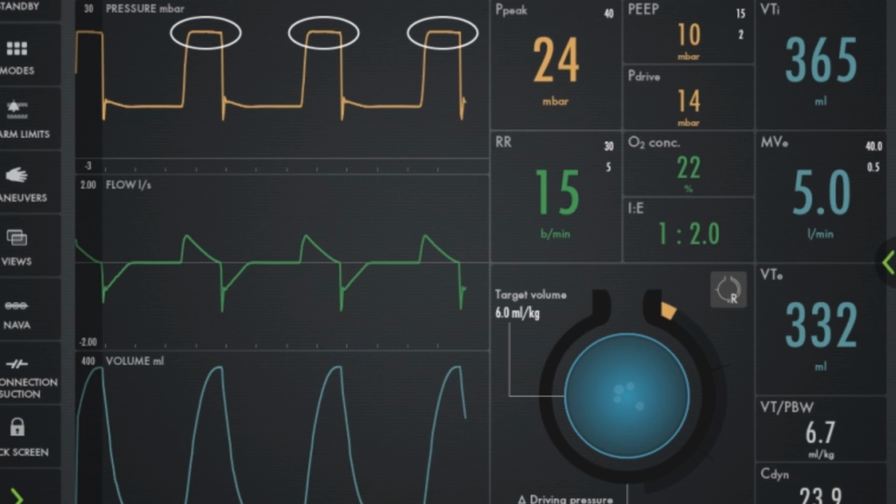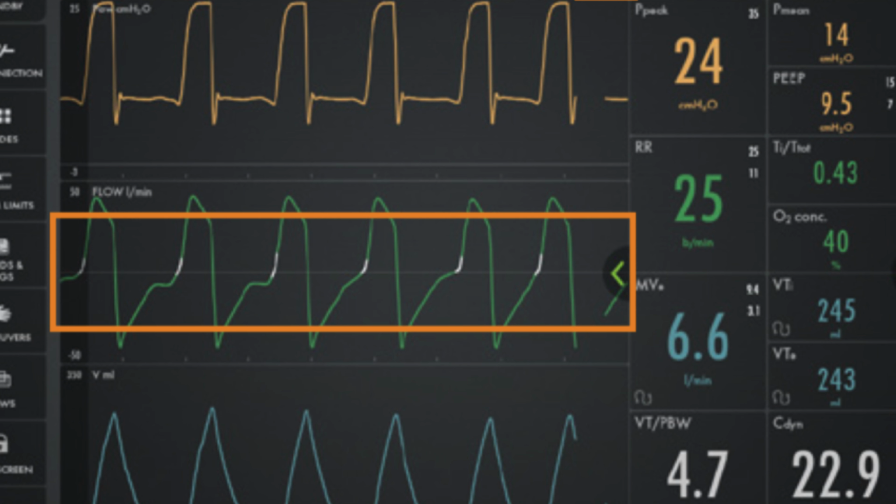Minute ventilation means the total amount of air the patient is breathing in and out per minute. It is calculated as tidal volume times respiratory rate. It indicates overall ventilation status and helps to detect hypoventilation and hyperventilation. Compliance means change in the volume for a given pressure. Decreased compliance can indicate worsening of lung conditions such as ARDS or pulmonary fibrosis.